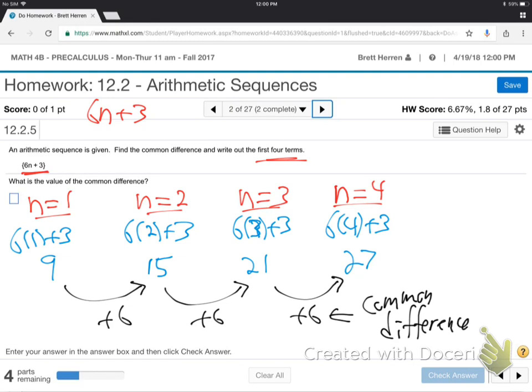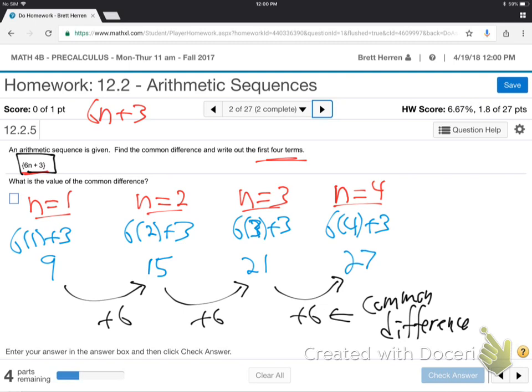Remember, math is a science of patterns. So observe the pattern with me. How could we have looked at this formula and predicted that the common difference would be 6? Well, it's the coefficient of n. It's the number multiplied by the n, isn't it? That's going to be the difference from term to term.